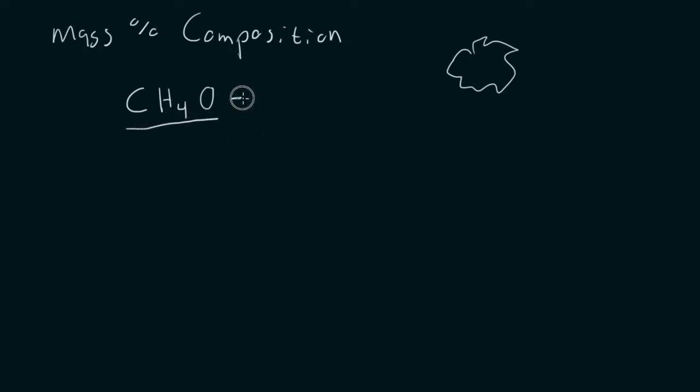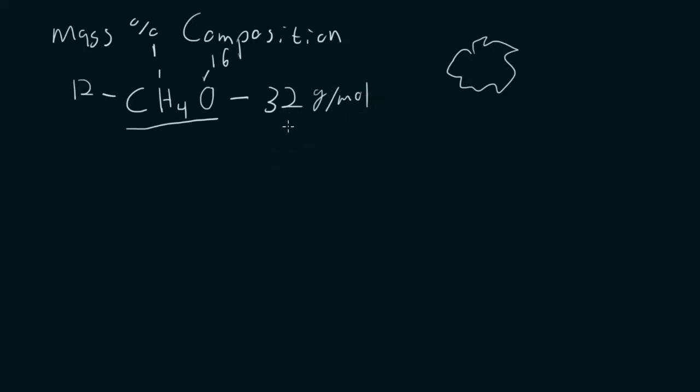The first thing we need is the total molecular weight and the molecular weight of each of its constituent parts. So this carbon is going to have a molecular weight of 12. Hydrogen is going to be 1 apiece. Oxygen is going to be 16. So I can take the carbon, oxygen, and hydrogen, add them all together, and I'm going to get 32 grams per mole. That's going to be my total molecular weight.